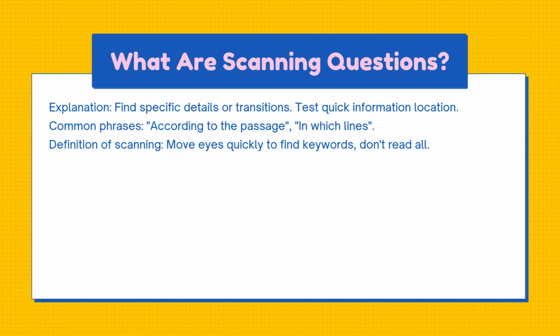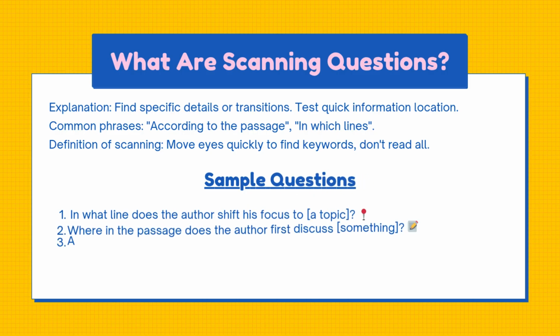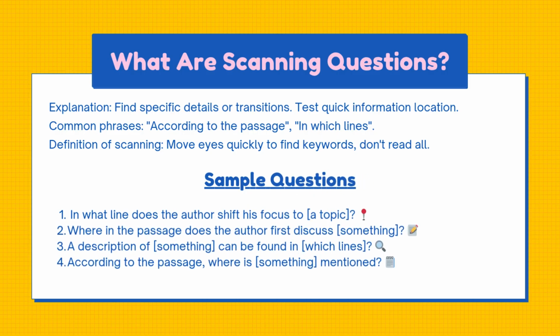Remember, scanning means you move your eyes quickly over the text to find key words or ideas. You don't read everything. Here are some examples of scanning questions you might see, like those from the TOEFL guide. In what line does the author shift his focus to a topic? Where in the passage does the author first discuss something? A description of something can be found in which lines, according to the passage? Where is something mentioned?